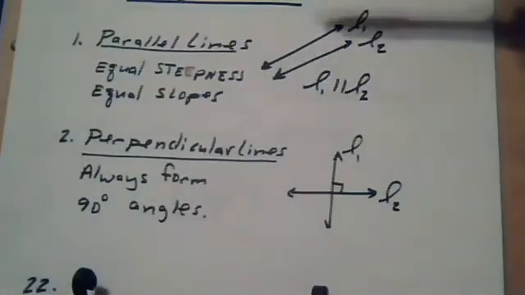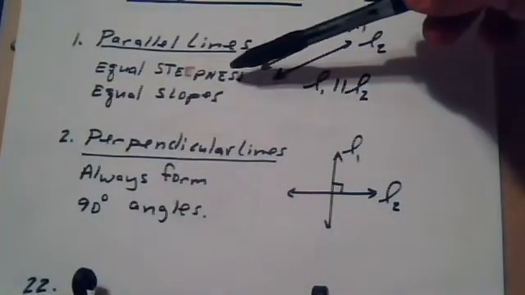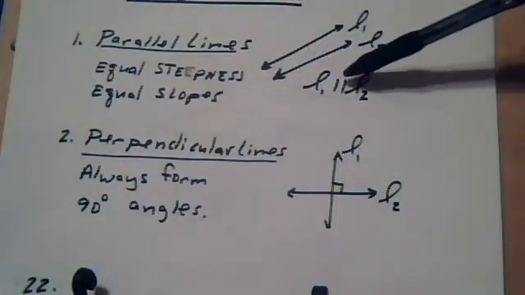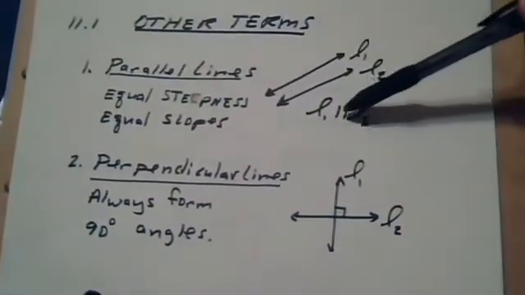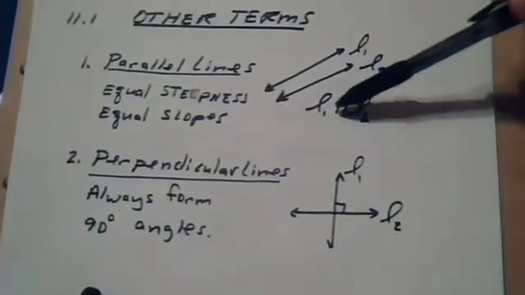Parallel lines never intersect. They have the same steepness and slope. This is a symbol for parallel. So if you forget how to write parallel, you can use this symbol. Line 1 is parallel to line 2.